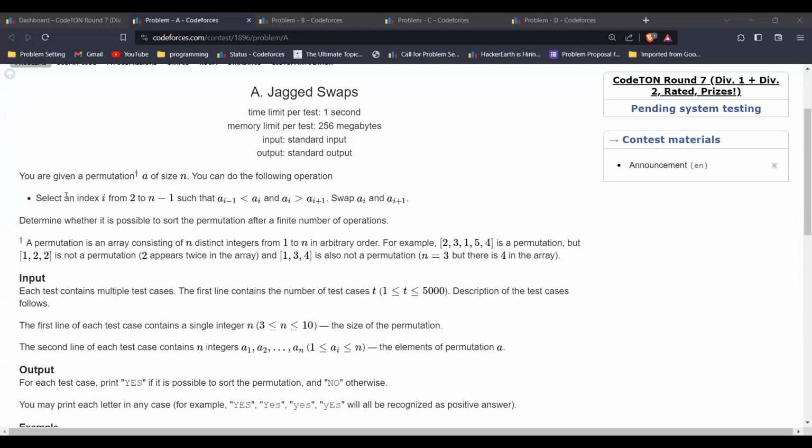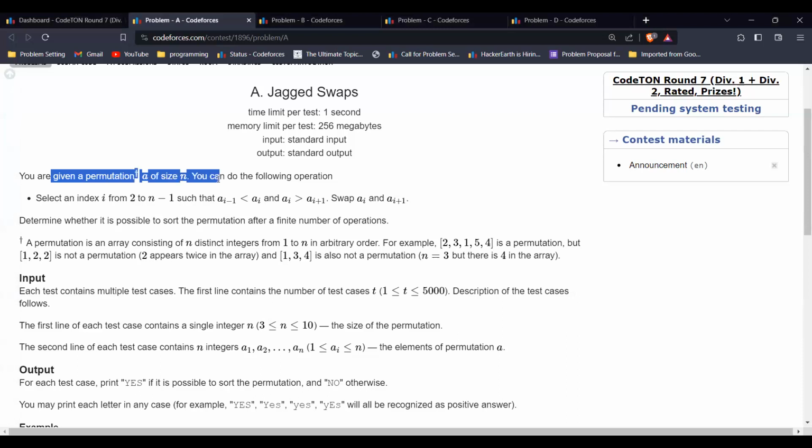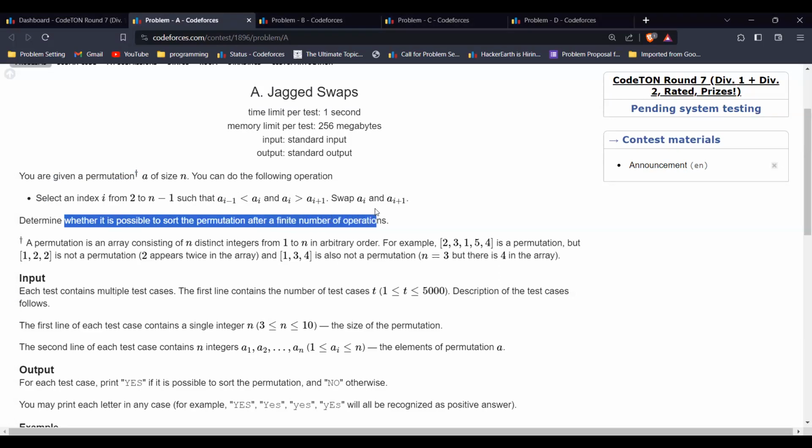Okay, so this is the first problem of today's contest. In this we are given a permutation A of size n, and we can do the following operation: select an index I from 2 to n minus 1 such that A of I minus 1 is less than A of I, like A of I is bigger than both of its neighbors. If this is true, we can swap A of I and A of I plus 1. We have to determine whether it's possible to sort the permutation after a finite number of operations or not.